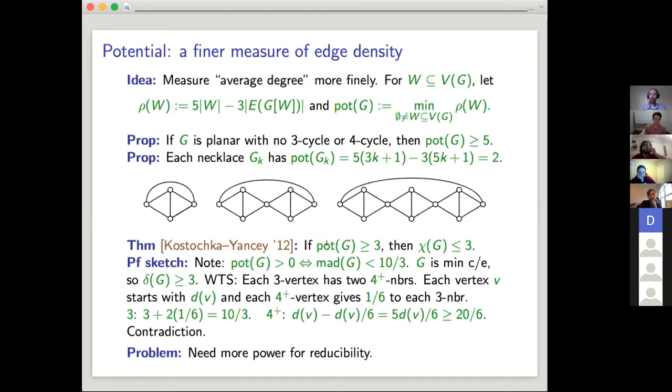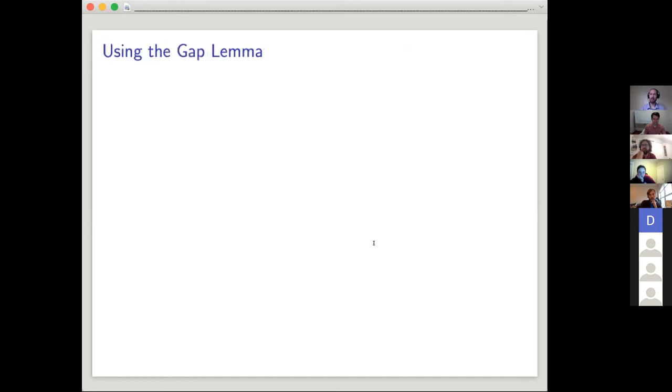But now, we knew that the potential was going to be at least 3, but now this gap lemma is telling us something even better. It's telling us that the potential is going to be at least 6. And so what does that mean intuitively? Remember, bigger potential means that your graph is sparser. You're sort of missing more edges relative to an average degree of 10/3.